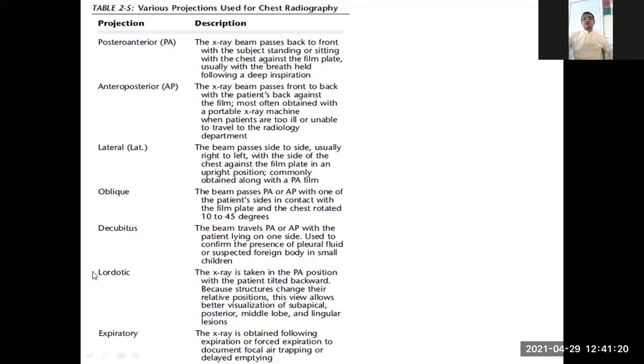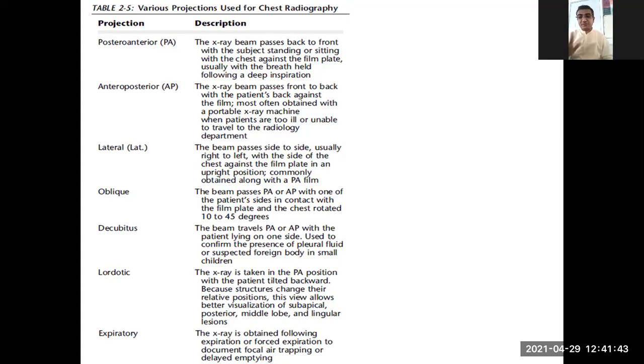You may have some oblique and decubitus views. Decubitus means in the supine line. What is lordotic? Lordotic means when the patient is already in a hyperlordotic condition, when the anterior tilting is very high.